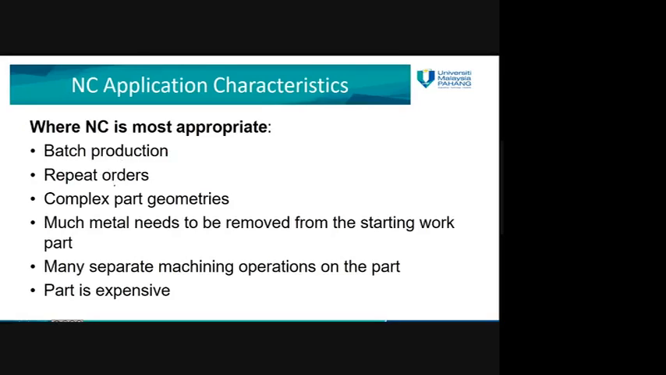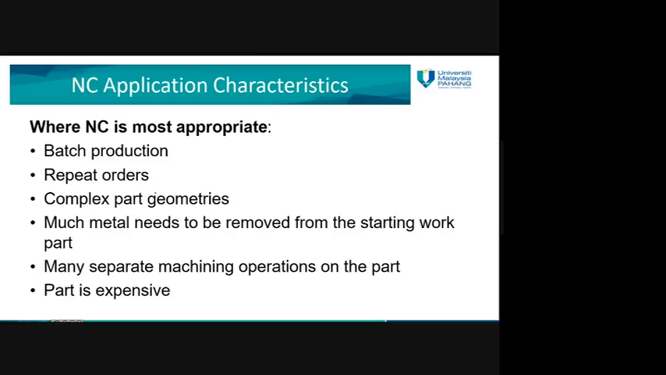Then repeat orders. You need to produce the same product 100 times, 1,000 times, and so on, so you need to repeat the same orders for the machine. So you are going to use this NC machine. Complex part geometries: that means the direction. You need to define more than three axes. You have 4 axes, 5 axes of operation, and so on. It's not the normal or linear dimension, so you need to use an NC machine here.